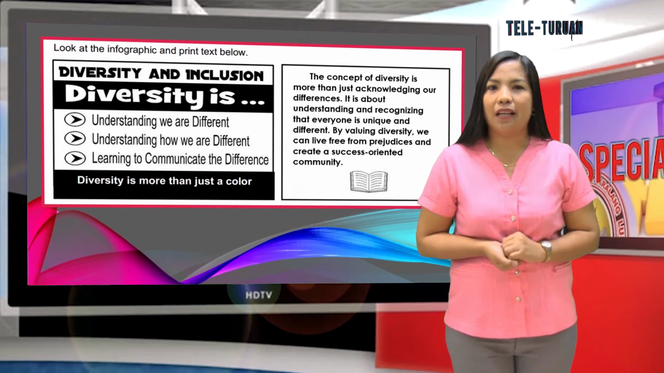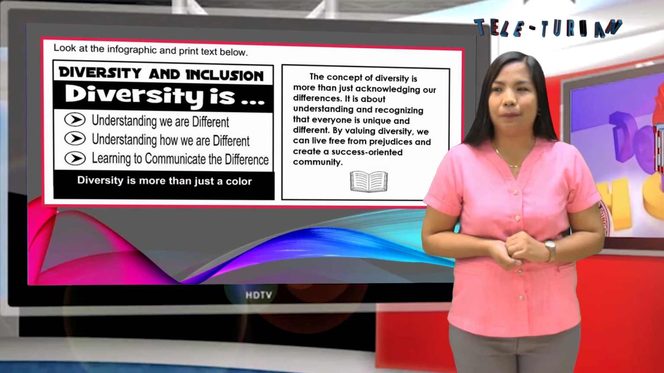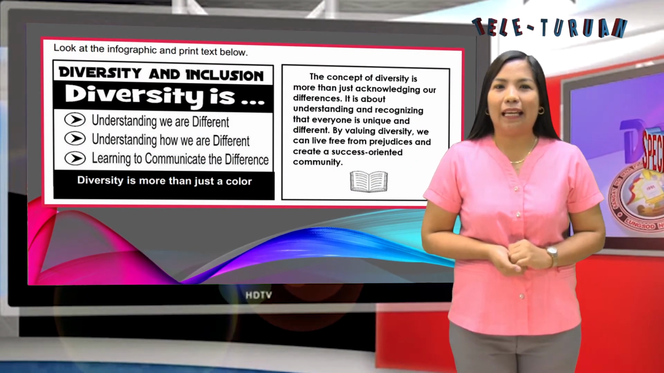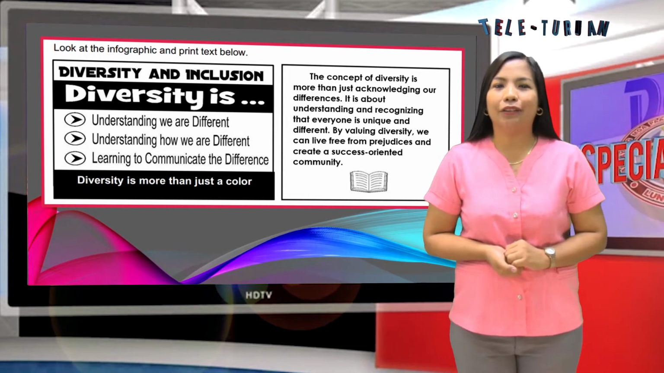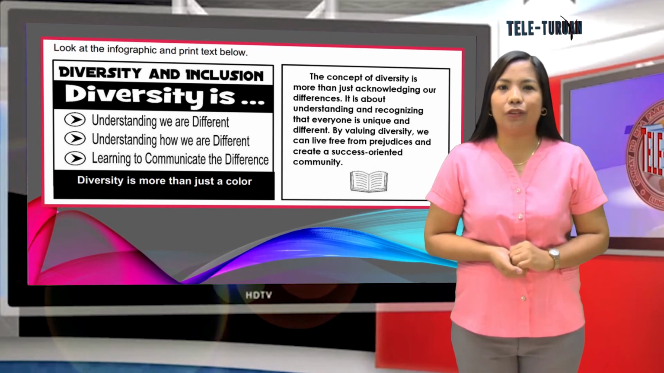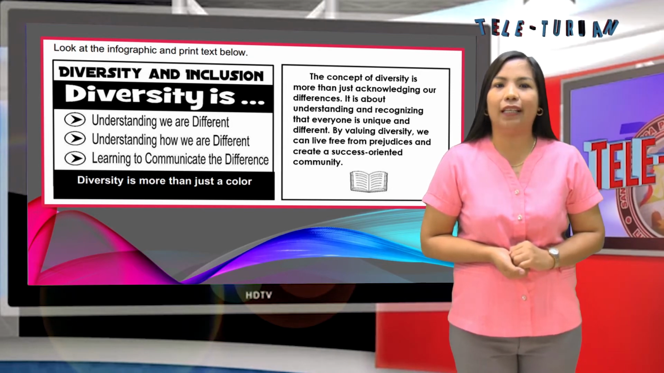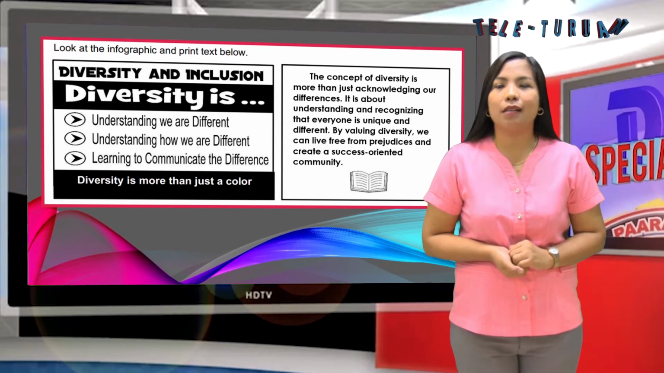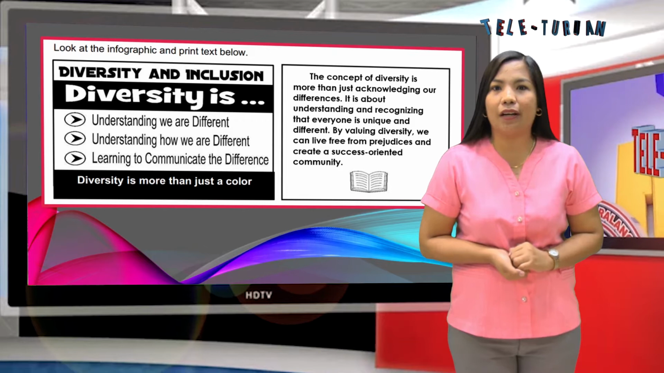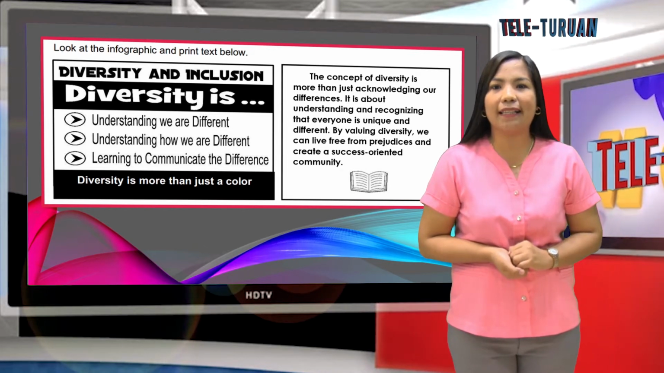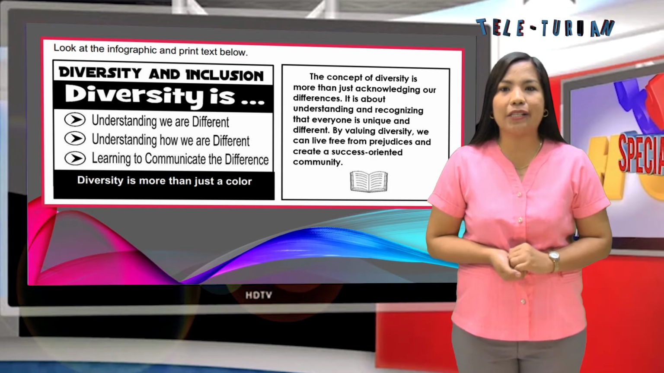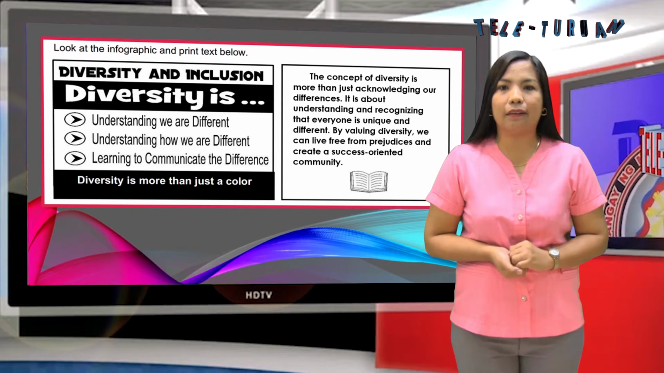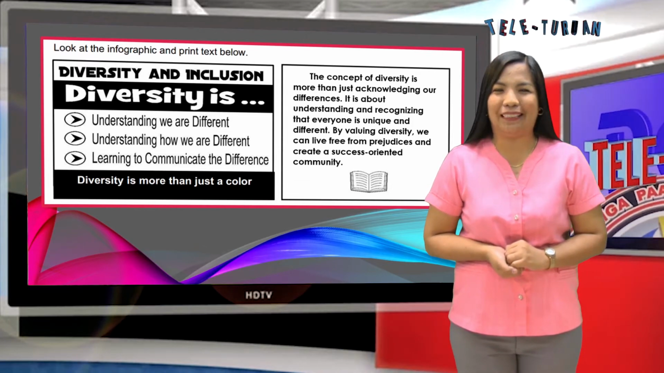Before we proceed in our lesson, I have here two pictures for you to study. The first picture is an infographic and the second one is a print text. The infographic shows that diversity is understanding we are different, understanding how we are different, learning to communicate the difference, and diversity is more than just a color. On the other hand, the print text explained that the concept of diversity is more than just acknowledging our differences. It is about understanding and recognizing that everyone is unique and different. By valuing diversity, we can live free from prejudice and create a success-oriented community.